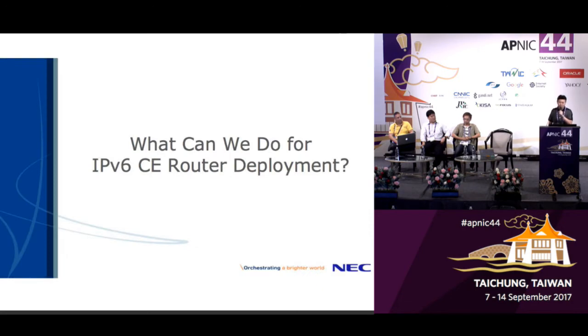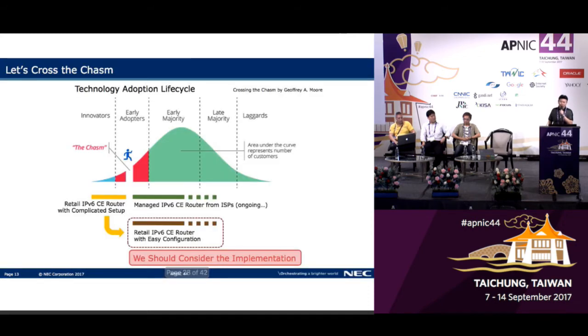This is the last topic. What can we do for IPv6 CE router deployment? As you may know, there is a chasm in technology adoption life cycle. The orange bar indicates a retail IPv6 CE router with complicated setup. Some CE router vendors are already providing such kind of routers. However, majority of end users don't want to use such kind of router because of the complexity. So it's only useful for innovators and some of early adopters.